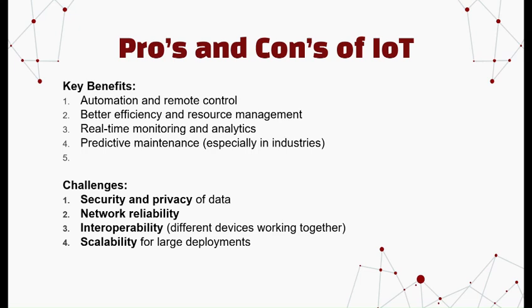The pros and cons of IoT. The key benefits: automation and remote control, better efficiency and resource management, real-time monitoring and analytics, predictive maintenance, especially in industries. Challenges: security and privacy of data, network reliability, interoperability, and scalability.